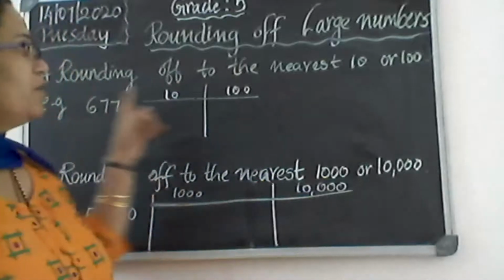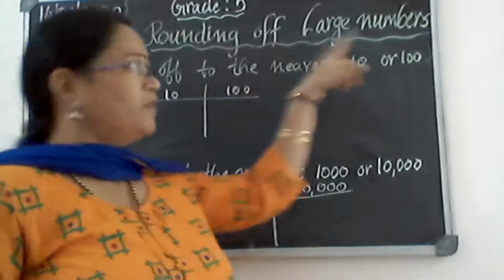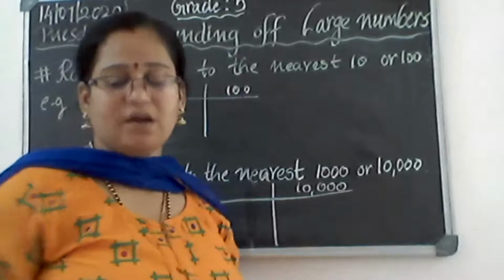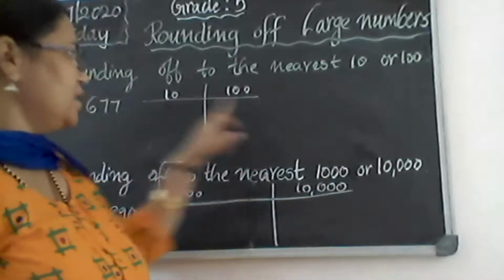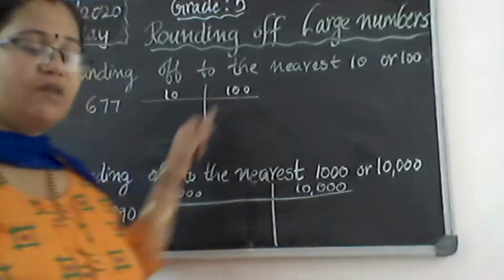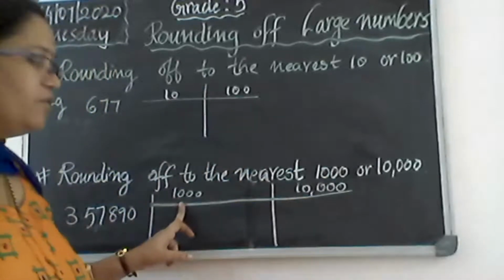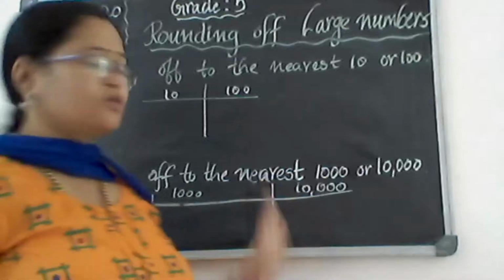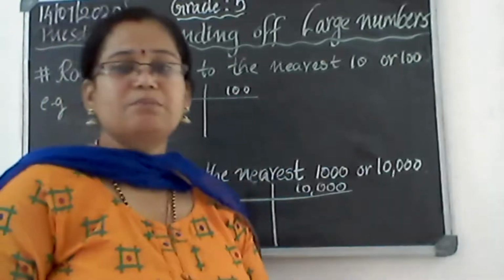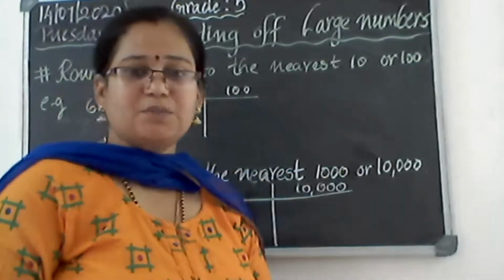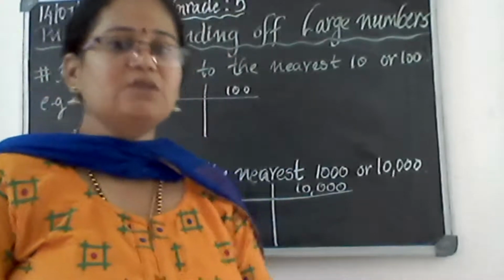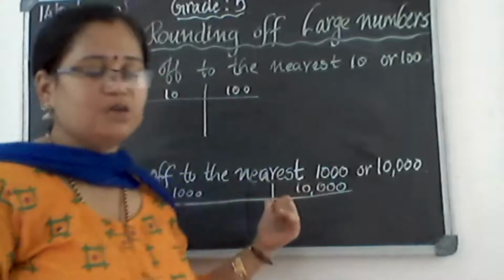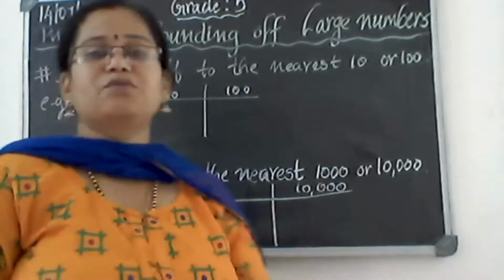Today we are going to learn about rounding off large numbers. In grade 4 we learned about rounding off to the nearest 10 and nearest 100. Now we will go ahead with rounding off to the nearest 1000 and 10,000. Let me give you a simple technique. In the textbook it has been given in a different form, and we can do it in that method also, but this technique will be useful for you if you remember it.